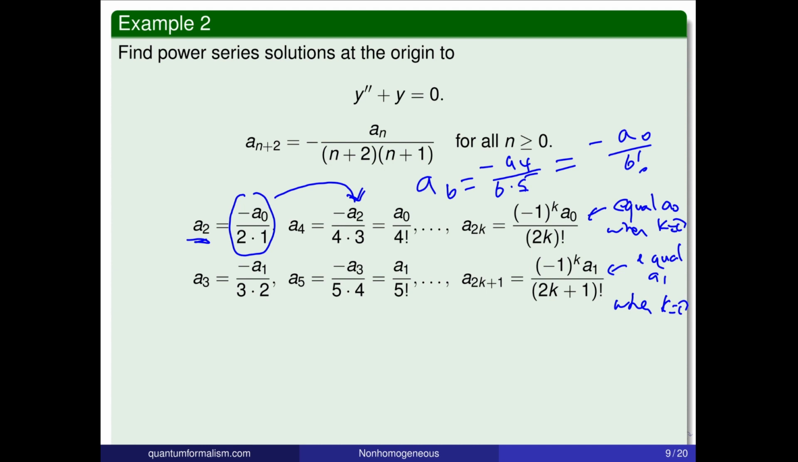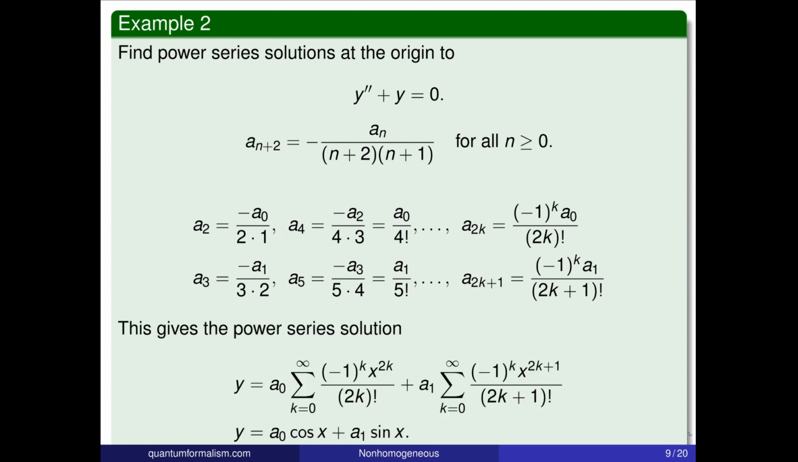Okay, so now we can just plug in these coefficient formulas into our generic power series to produce power series solutions for y. So it'll be A0 times the sum of all the even terms, so k from 0 to infinity, minus 1 to the k, x to the 2k over 2k factorial. Right, this is the 2kth coefficient, so it should accompany the power x to the 2k.